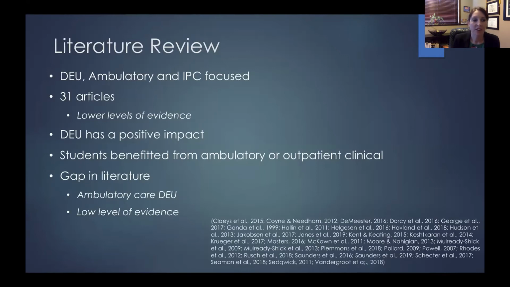Finally, 13 articles exhibited interprofessional collaboration positively impacted students' communication, self-confidence, perception of interprofessional collaboration importance, and multidisciplinary awareness. IPC also positively influenced patient perception of quality of care. Through this review, we identified several gaps in literature, including lack of ambulatory care setting, clinical settings, lack of DEUs in ambulatory care settings, and lower level of evidence related to these subjects.